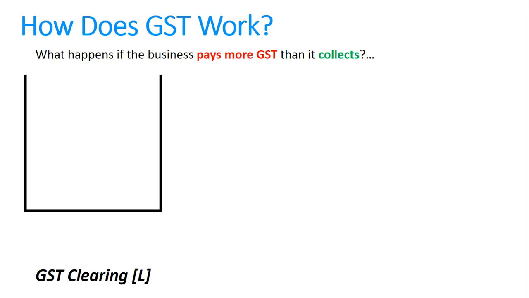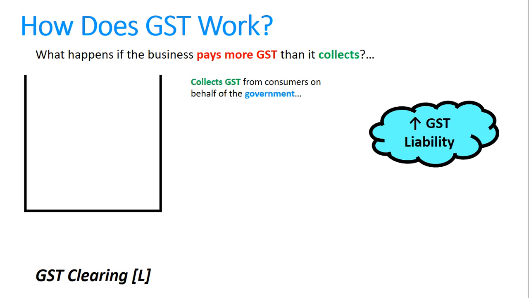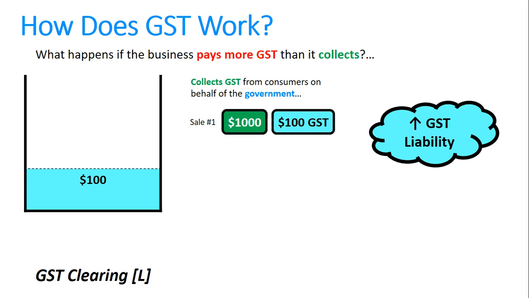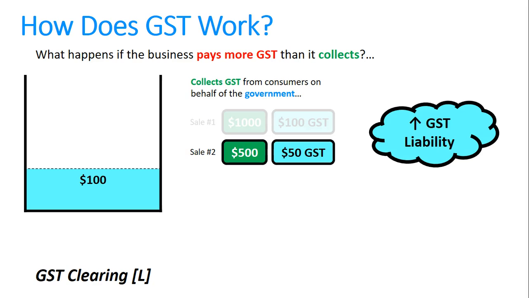What about though if the business ends up paying more GST than it collects? Let's just use some examples again. Let's say they have a sale of $1,000 plus $100 GST. The water level in the liability goes up. There's another sale of $500 plus $50 GST. The water level goes up to $150.